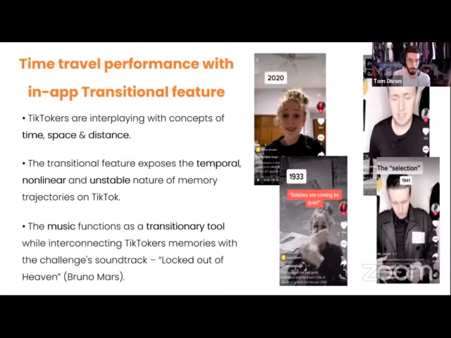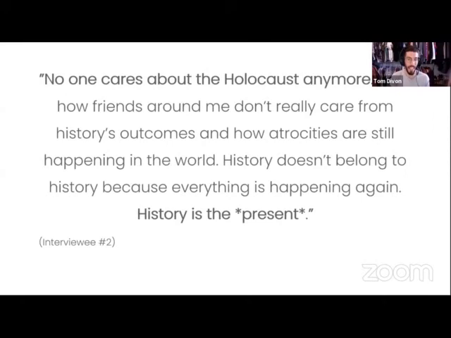So this relation between past and present gets a more profound meaning, as one of the TikTokers claimed that we tend to forget about the past, although it keeps on looping with the present, just as TikTok videos do, while saying that history doesn't belong to history because everything is happening again. History is in the present. Another observation relates to authenticity.